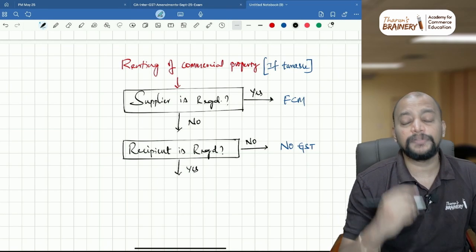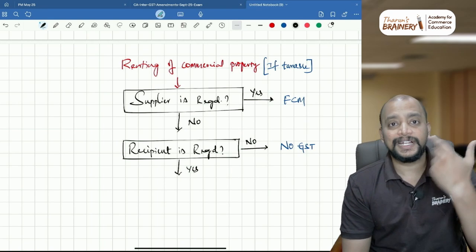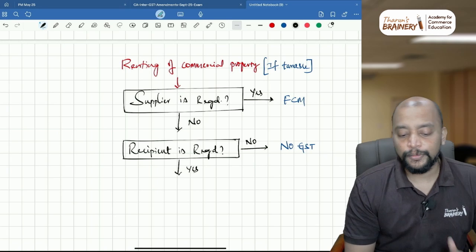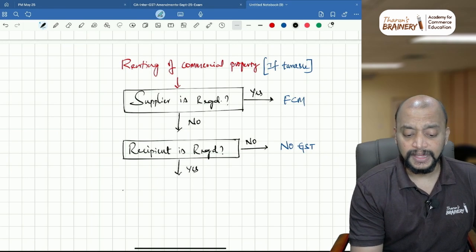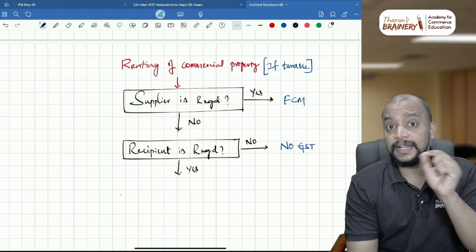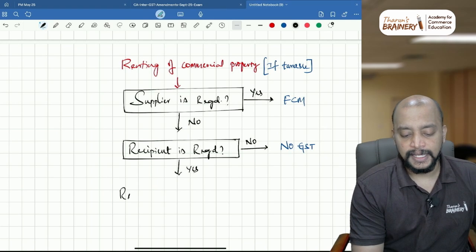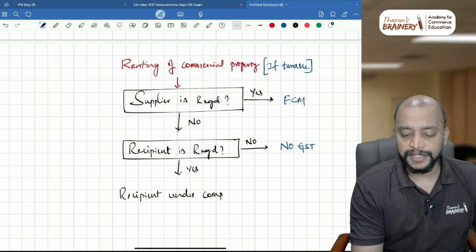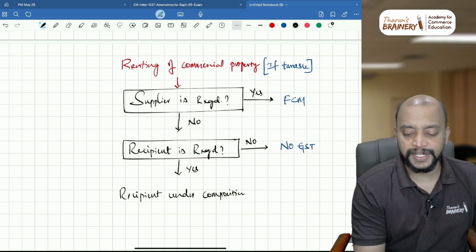If the recipient is registered, what we used to do before was take it as RCM. But now, one more point you need to check. What is that one more point? Registered, but is he under composition scheme? Recipient under composition scheme.